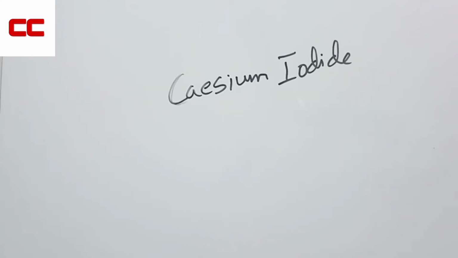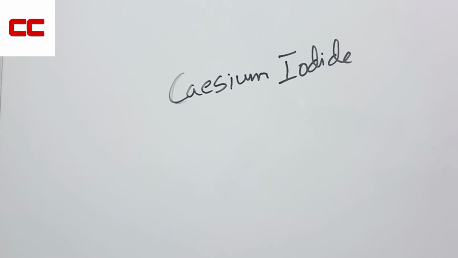But the main aim of today's video is that we are trying to find out the Lewis structure of cesium iodide. First of all, you know iodine is from the 17th group. What is cesium? Never heard of it? If you have really never heard of it, it comes from the first group of the periodic table.